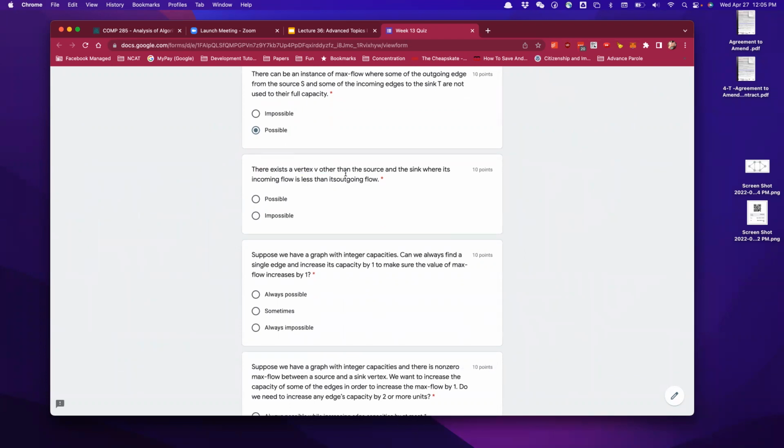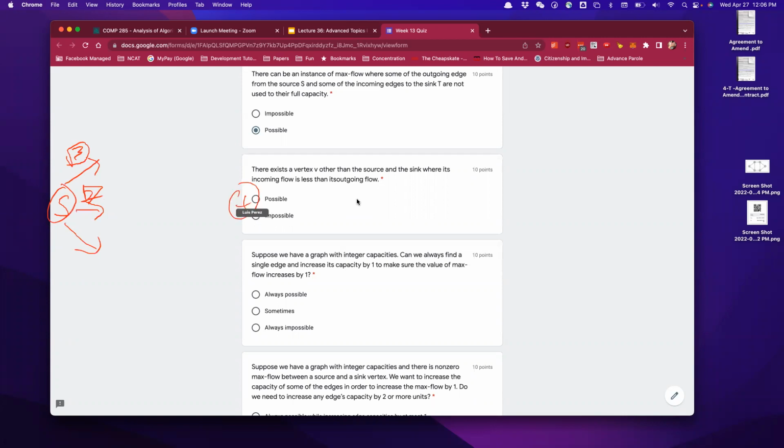All right, there exists a vertex V other than the source and the sink where the incoming flow is less than the outgoing flow. So when we have a flow, what this is saying is, we have S, which is our source. Obviously for our source, let's say the flow itself is 3 and 2, right? The amount going into S is always 0. The amount going out is going to be our flow.